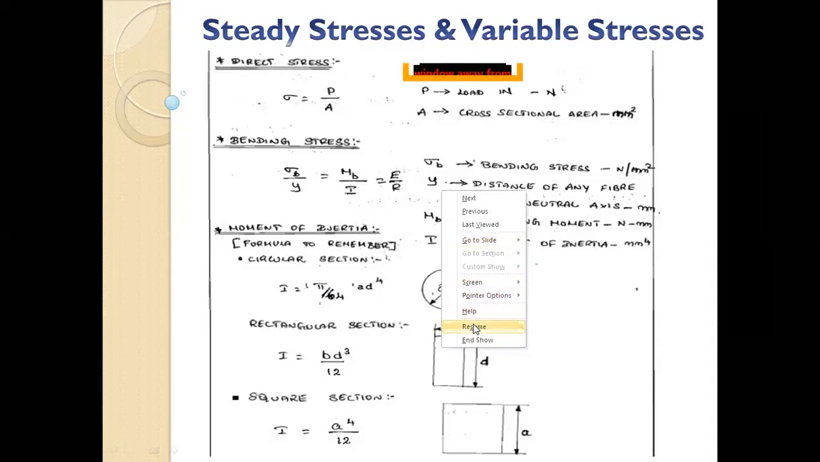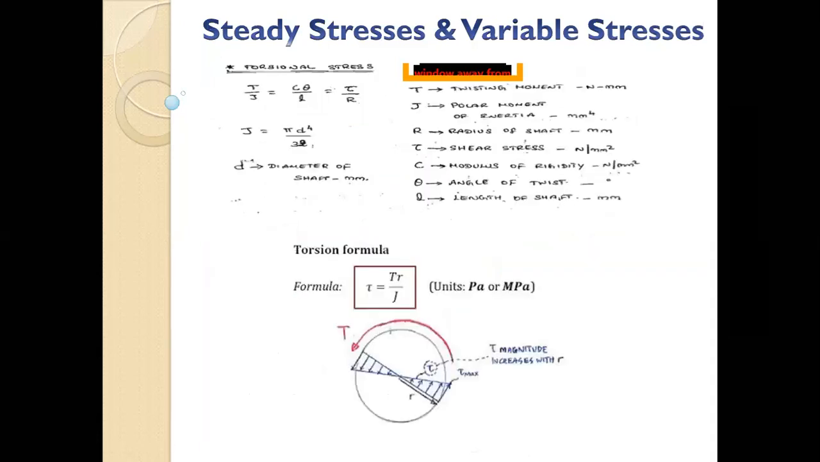Now next is the torsion equation. So we have gone through the bending, now torsional stresses. For that we use a similar kind of equation. There was M upon I, remember, so the equations are almost the same. In the bending equation it is M, bending moment; here T is your torque or twisting moment. Instead of I, moment of inertia, here J will be the polar moment of inertia. So M upon I, T upon J, they are almost the same.